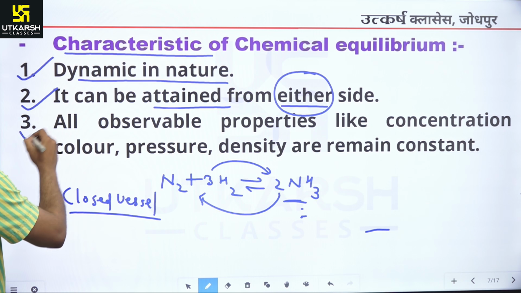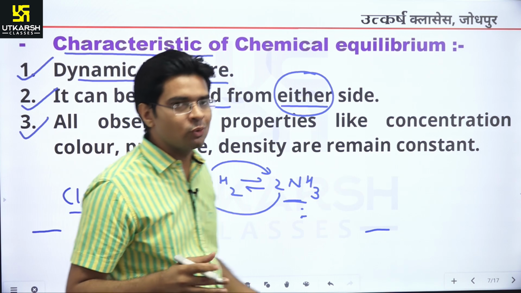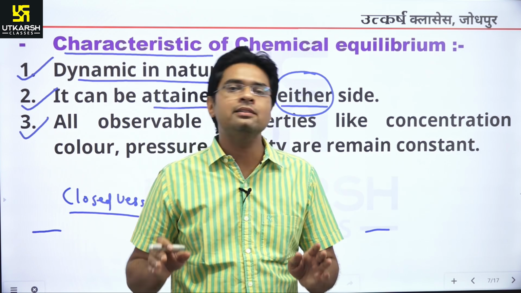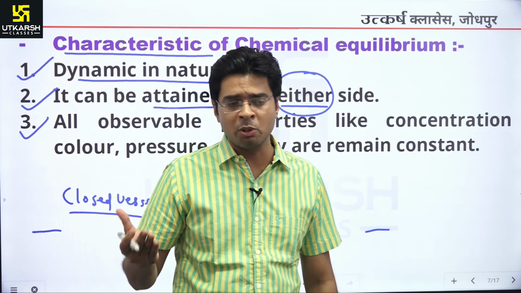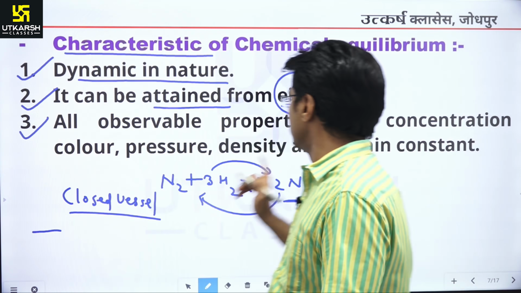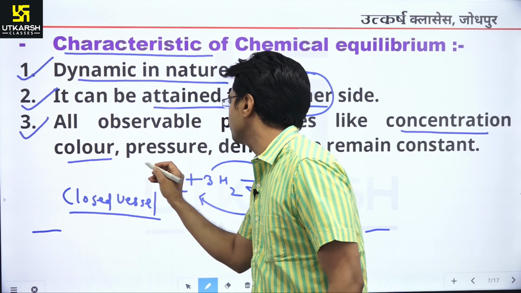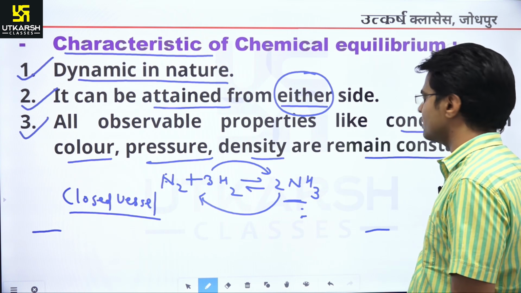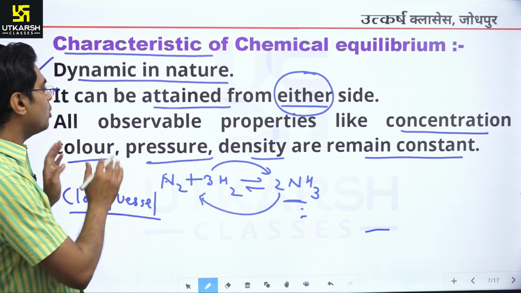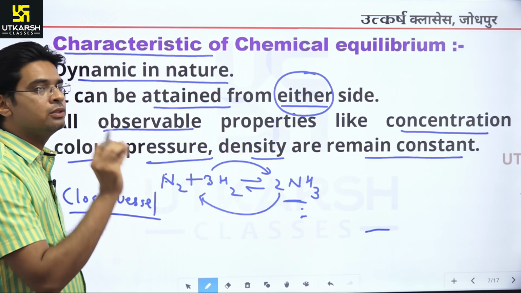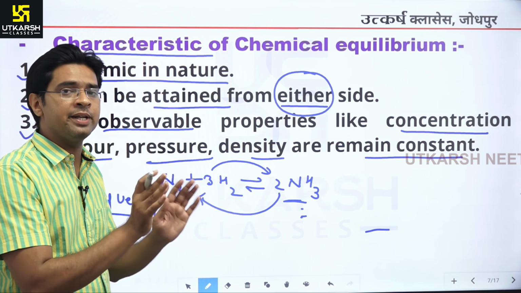Now come to the third point. We have already discussed the third point, that all observable properties remain constant. What are observable properties? Properties that we can observe. For example, you can observe the color of this shirt, so the color is an observable property. All observable properties like concentration, color, pressure, density remain constant. We have already mentioned this. Not only concentration, but all other observable properties remain constant after equilibrium. This statement was already explained by me.